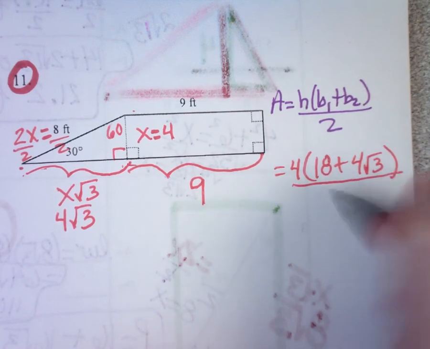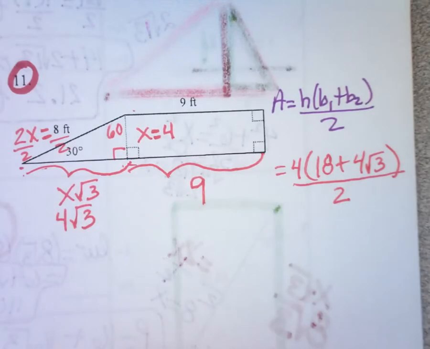Now, those of you I was helping this morning, I tried to show all my work. So right here, I put 9 plus 4 square root of 3. But that would make an 18 anyway.